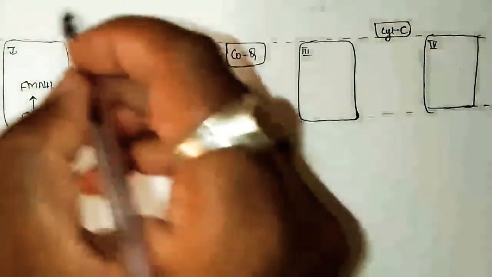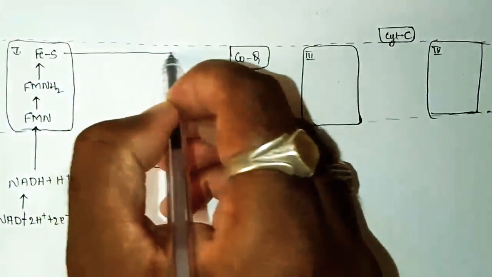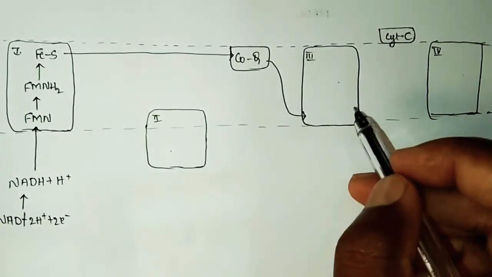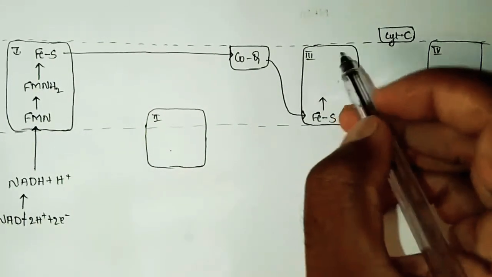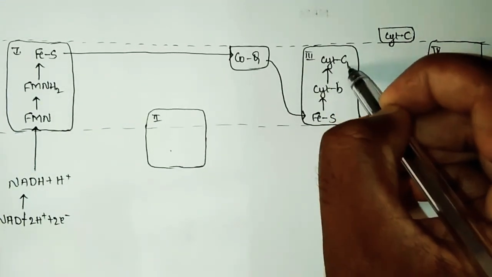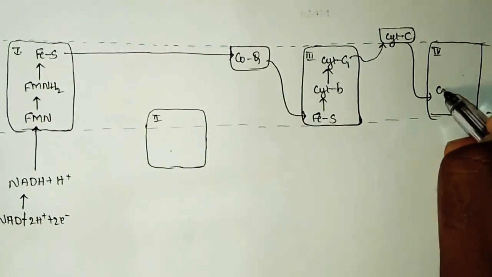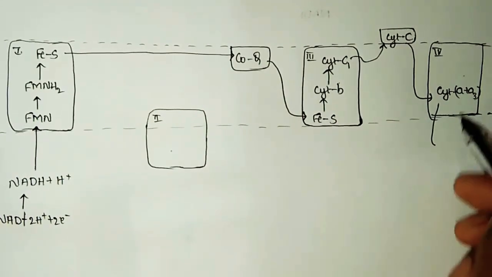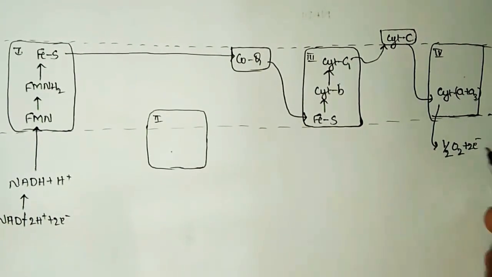take place to give FMNH2, and from FMNH2 the electrons will get transferred to iron sulfur protein, and from iron sulfur protein the electrons will be transferred to coenzyme Q, and from coenzyme Q the electrons will be transferred to complex 3, that is to iron sulfur protein, and from iron sulfur protein the electron transfer will be to cytochrome B, and from cytochrome B to cytochrome C1, and from cytochrome C1 to cytochrome C, and from cytochrome C the electron transfer will be to cytochrome A plus A3.